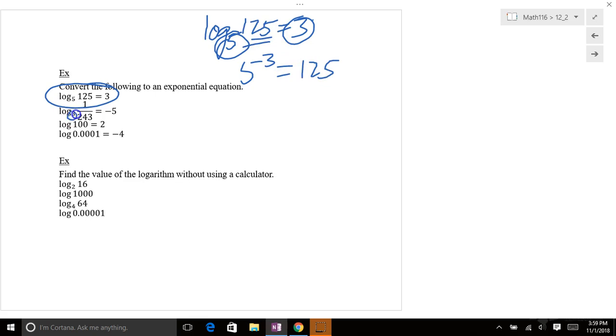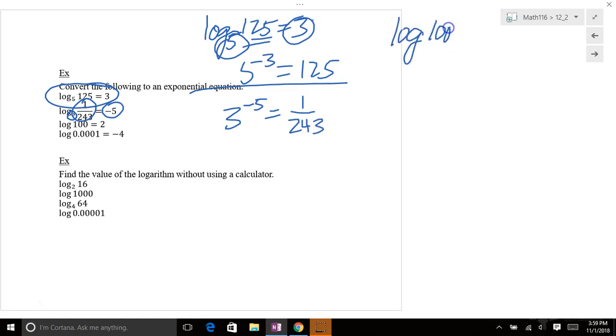The next one is 3 to the negative 5 equals 1 over 243. The next example says log of 100 equals 2. Now notice there's no base on this log. If it's blank, go ahead and write in a 10 right there. That means it's base 10.